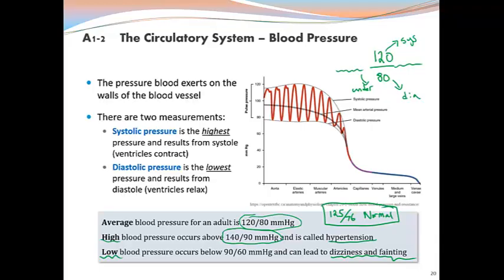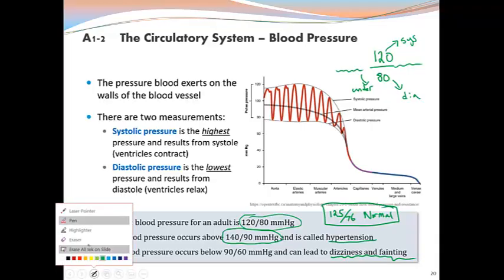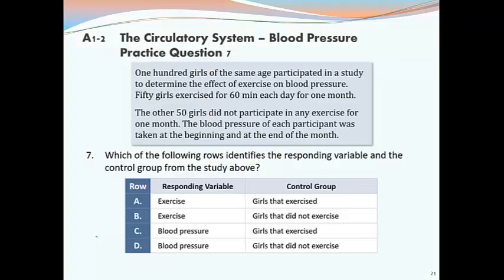Now, what happens if it was 139/89? I would still call that high blood pressure. Just keep in mind that the diploma is not there to trick you and have you be experts on little minuscule details. It's more the big picture that they're looking at. So don't be alarmed about asking the question, where exactly does blood pressure become high blood pressure or low blood pressure? Okay, I ask that you now do question number 7.